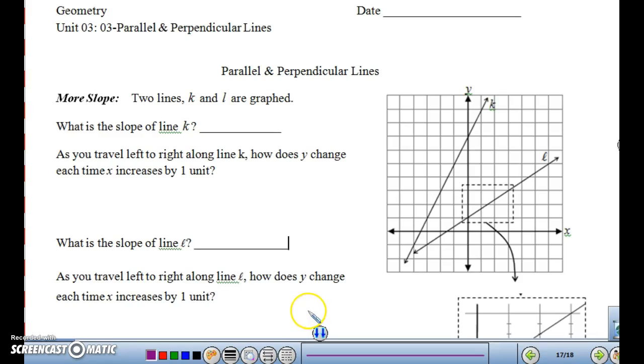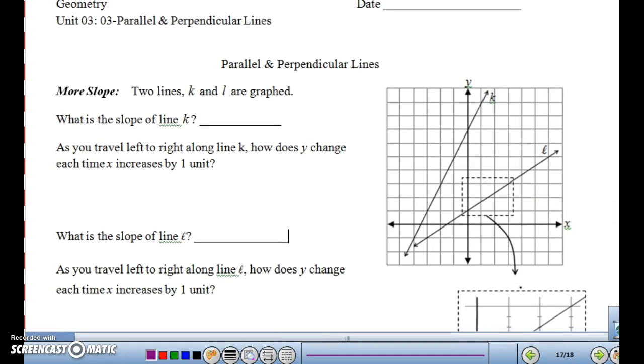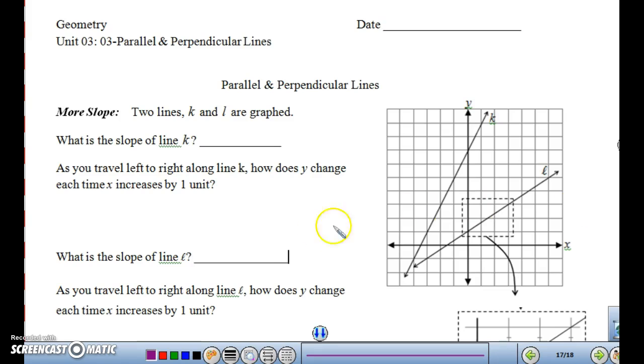This is Geometry Unit 3, Lesson 3 on parallel and perpendicular lines. We are going to look at slope as it applies to parallel and perpendicular lines. So, let's take a look at lines K and L. Here's line K, here's line L.